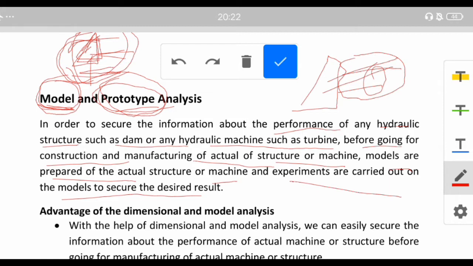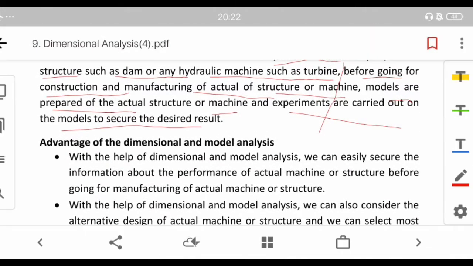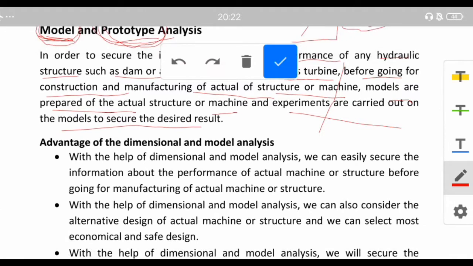Now, the advantage of dimensional and model analysis is that with its help, we can easily secure information about the performance of the actual machine or structure before going for its manufacturing, right? We can easily get information such as whether it can withstand the forces which are supposed to act on it, whether it is efficient enough or not, or whether the particular velocities or flows are available to it or not.